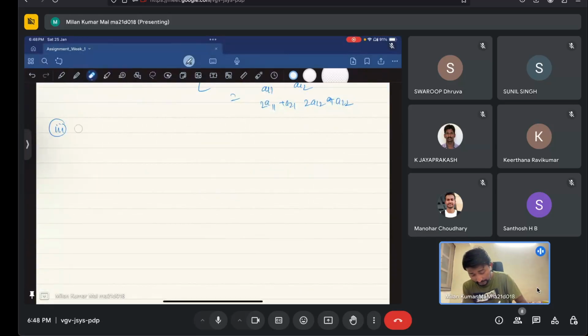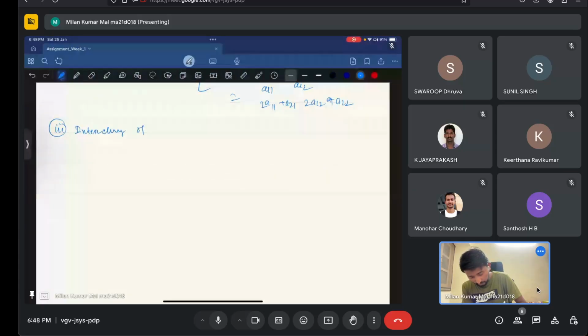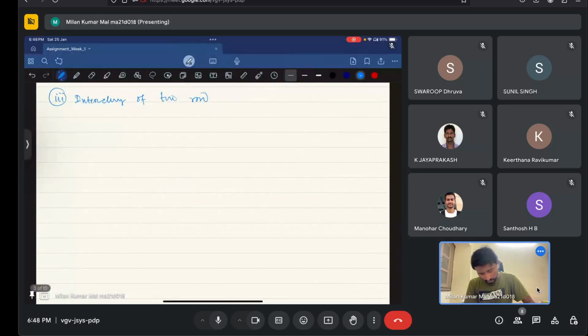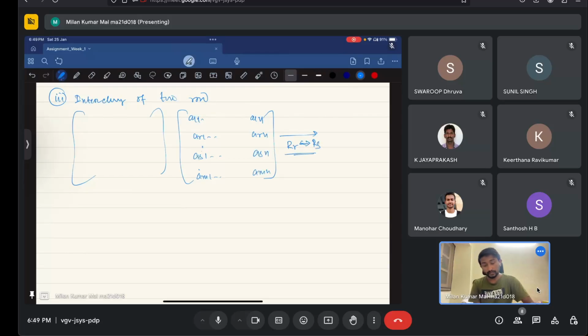What the third operation says is the interchange of two rows. Suppose I want to interchange the R and S positions. So what will happen? Suppose we have the matrix: A11 to A1N, and AR1 onward, this is the Rth row, and after some time we will have, suppose, the S row, AS1 to ASN, and all the way to AM1 to AMN. I want to interchange this R and S, that is interchanging row R and row S. This is what we will do. So this will go here and the Rth row will be here.